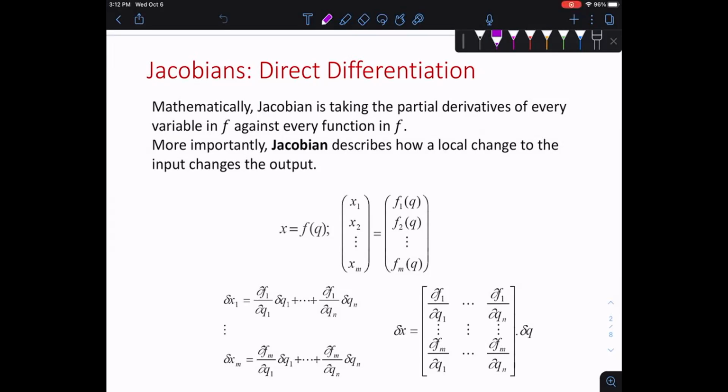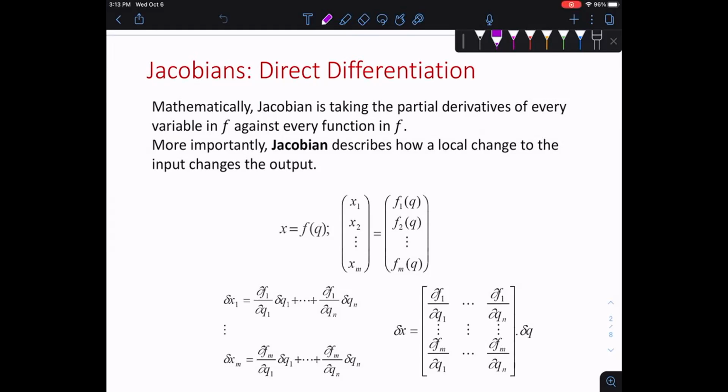So the changes in our output x will be equal to partial derivative of f1 with respect to q1, with respect to q2, with respect to qn. Then you go to the second function, partial derivative of f2 with respect to the first one, q1, f2 with respect to q2, and f2 with respect to qn. Then you create this matrix. This matrix is called Jacobian and depends on the number of input and output. Input are these Q's, output is this x, right? This could be a vector itself. That is the mathematical definition of it.